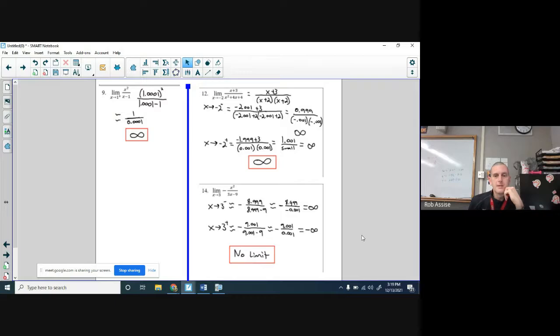Same kind of thing here with 14. The thing that I just want to emphasize is, since these do not mesh, we would say that the limit doesn't exist, or that there's no limit.